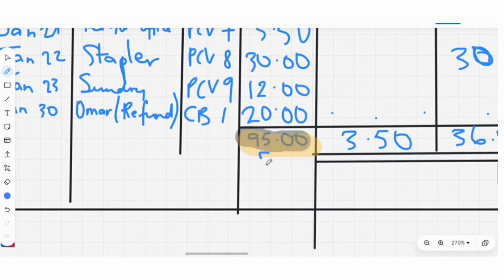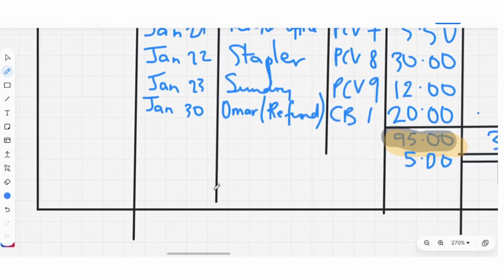So you put the $5 right here. Then that $5 will be called your balance CD. This is the balance at the end of the month. Balance CD. And this would have been the 31st of January.